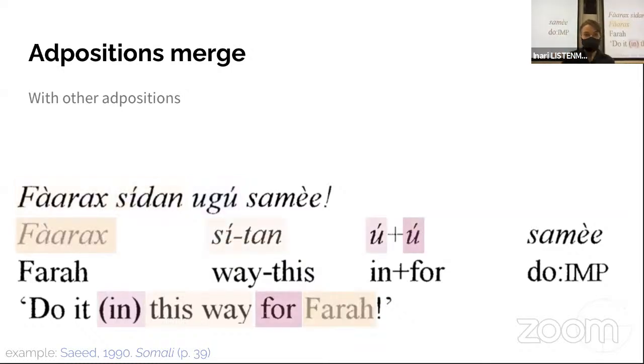Okay, so let's look at the gloss. Again, ugu consists of two adpositions which do not form a constituent with the noun phrases. So that's cool.